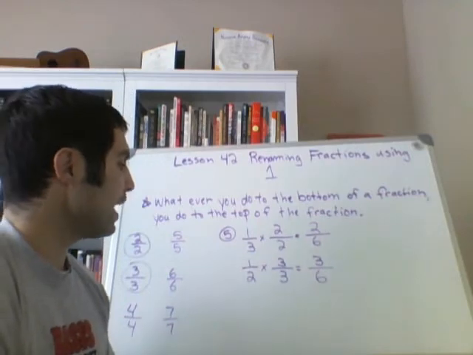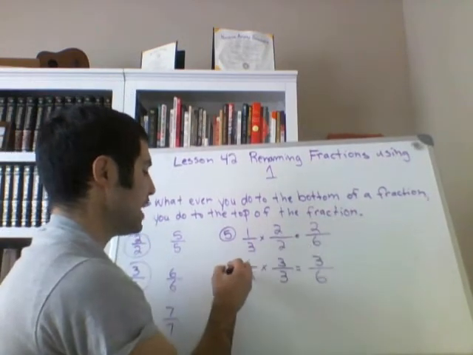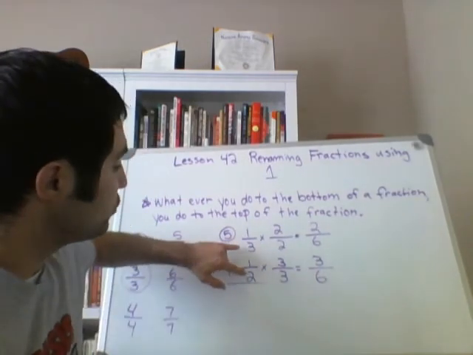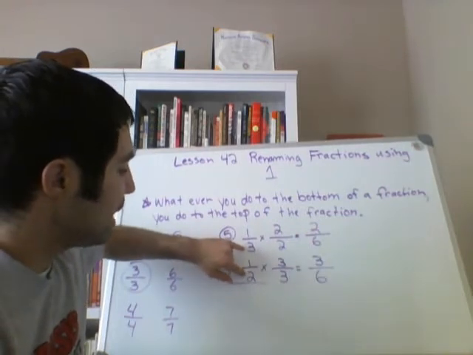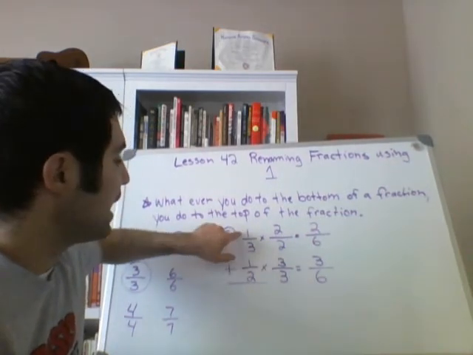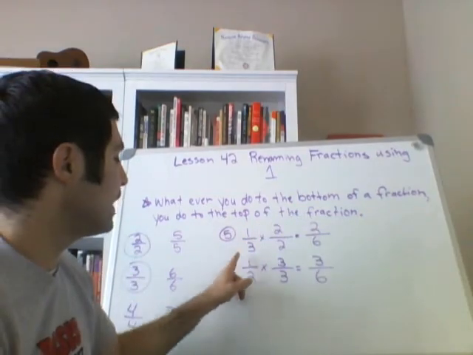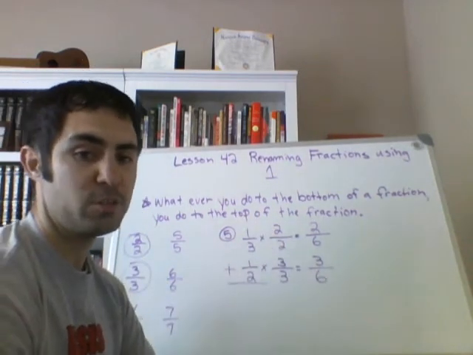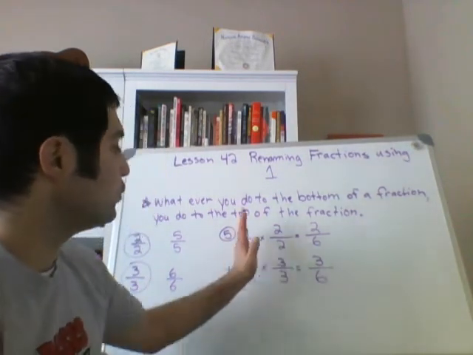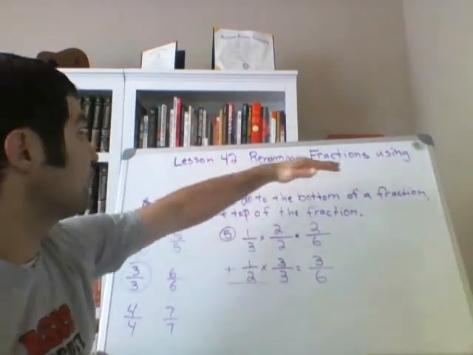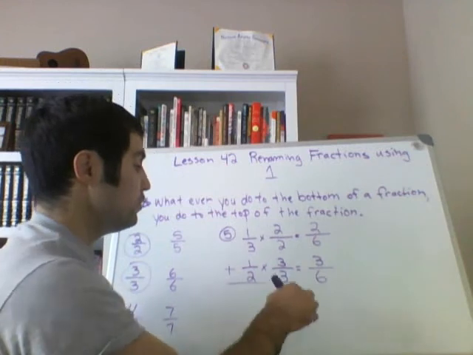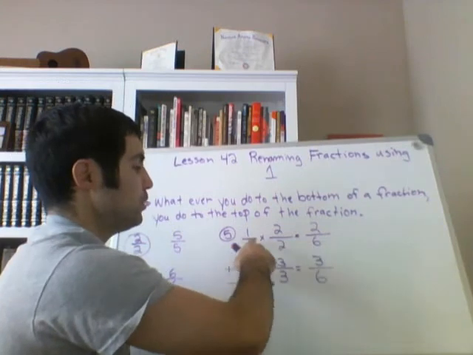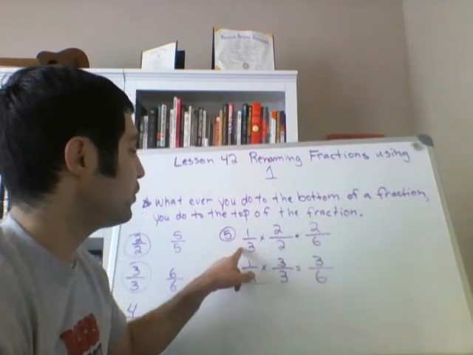Now, if we were adding 1/3 plus 1/2, you could not add these two fractions because they have different denominators. They do not have a common denominator. And remember, we always need a common denominator when we're adding or subtracting fractions. So if you use this little algorithm, what you've learned in lesson 42, renaming fractions by using 1, you can rename a fraction that's equivalent to 1/3: 2/6. 2/6 is equal to 1/3.